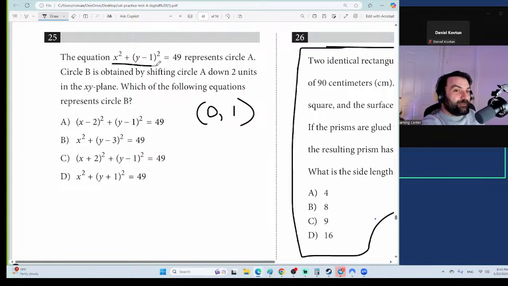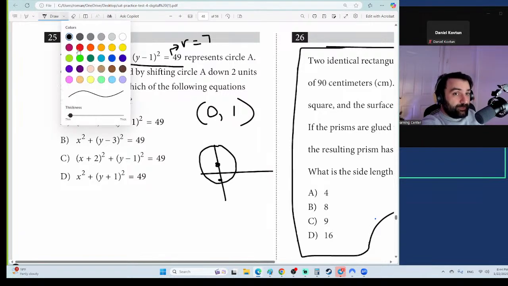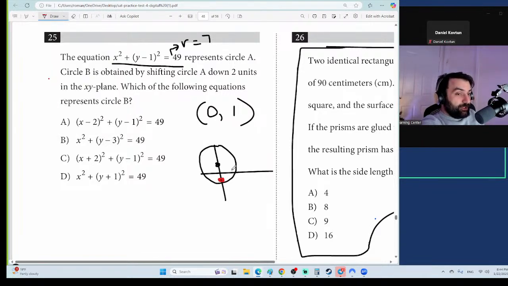Okay. So this is a circle with the center at 0, 1, with a radius of 7, because the radius will be the square root of that number, but it doesn't matter really how big the radius is. All that will happen is that if this circle is shifted down by 2 units, it's not going to be at 0, 1. It's going to be at 0, -1. The new circle will be shifted down. The radius won't change. And the new coordinates will be 0, -1.